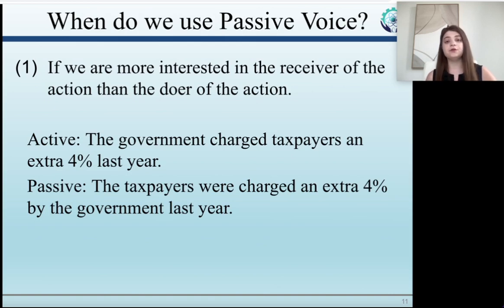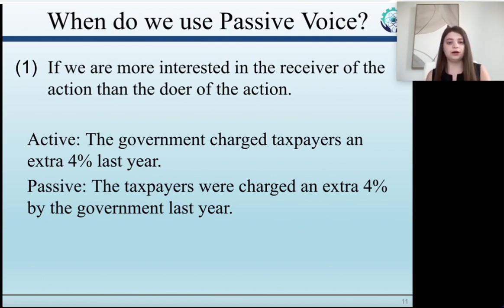So, for example, if we don't know who the doer was of the verb, right? For example, if someone stole my wallet, I probably wouldn't know who did it, right? I would probably say "my wallet was stolen," but I might not know who did that. Or, oh, I woke up today and I saw that the cake was eaten by someone. Well, I don't know who did it. It was someone, but I don't actually know, right? So there's cases where it could make more sense to have the receiver as the subject instead of the doer.